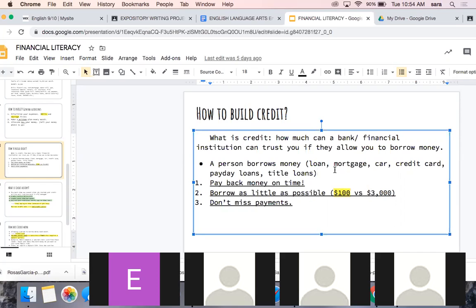Borrow as little as possible. I know it's like a cliche, but you have to make sure that you're not getting into so much debt that later on you're not going to be able to pay it. Dave Ramsey calls it a snowball. It started small and then it grew into this big thing that can overwhelm you and take you to bankruptcy. And then finally, do not miss payments.